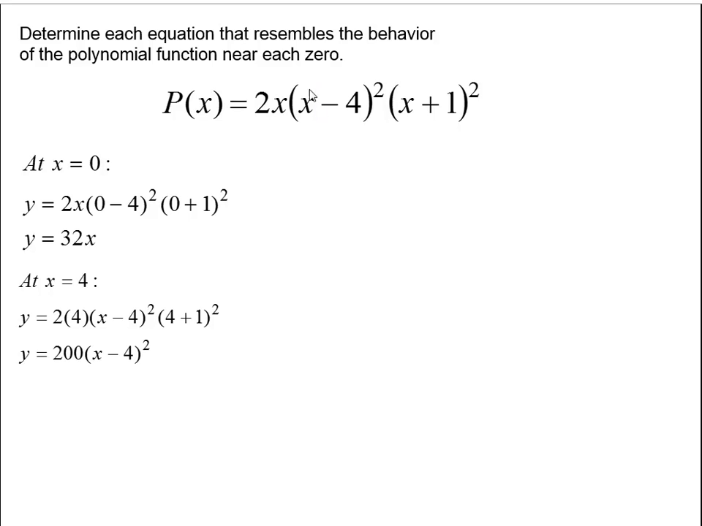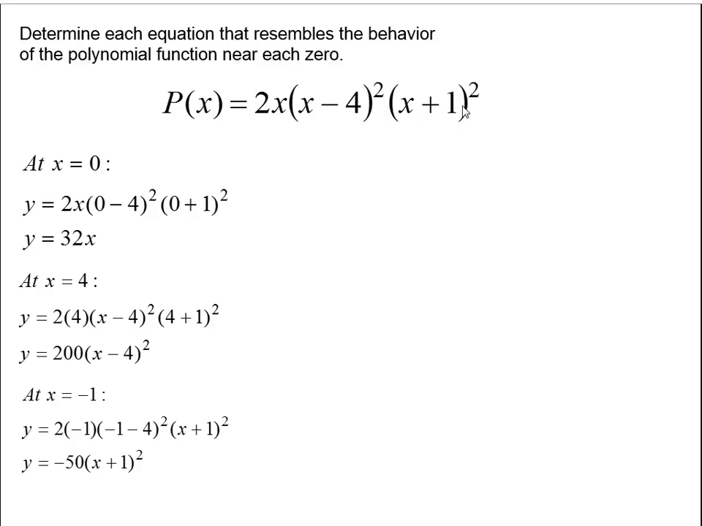Now for the next intercept, x equals 4, again, I'm going to plug 4 into every factor except this one. So that's what I'm doing here. And I end up getting 200 times x minus 4 squared. So this looks like a parabola shifted to the right 4 units, and it's been stretched vertically by a factor of 200. Very, very stretched.